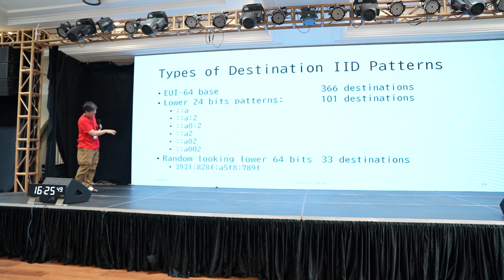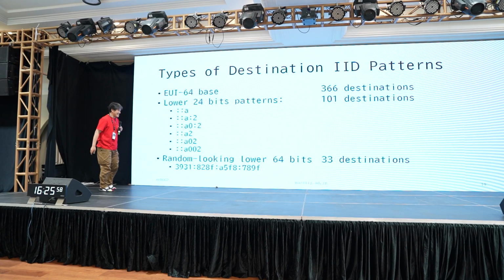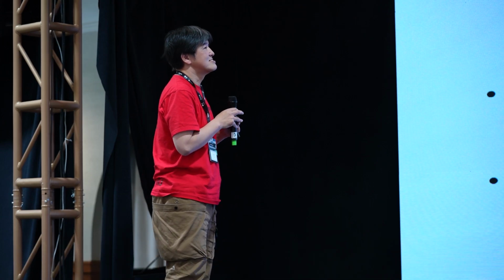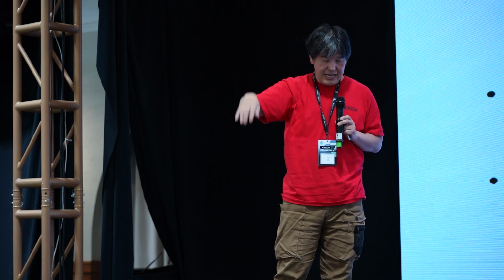And also, in some cases, I observed some random looking lower IIDs. I don't know what's the purpose behind, but it looks pretty random to me. But there might be some study to generate such IIDs from the scanner side. And by observing the layer 3 destinations, I was observing the slash 56, right?